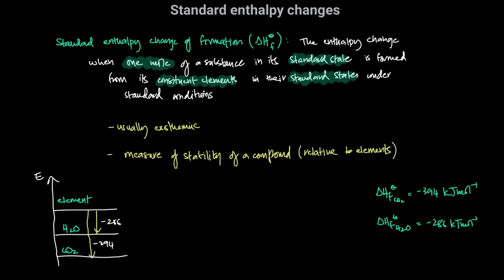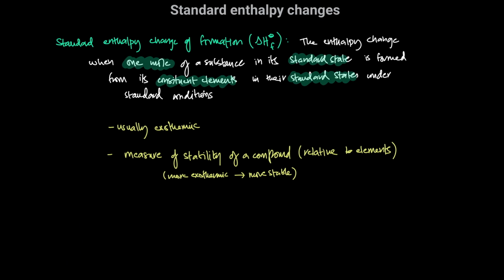Over here again we can say that carbon dioxide is more stable relative to its constituent elements than water is compared to its constituent elements, because carbon dioxide is at a lower energy. Again, the enthalpy change of formation indicates how stable a compound is, and the more exothermic it is, the more stable that compound is relative to its constituent elements. More exothermic means more stable.